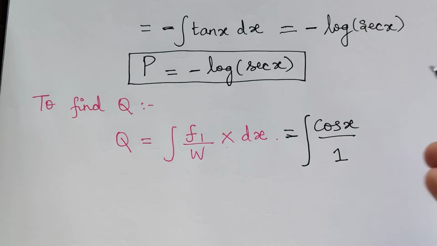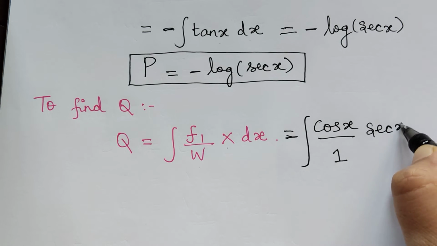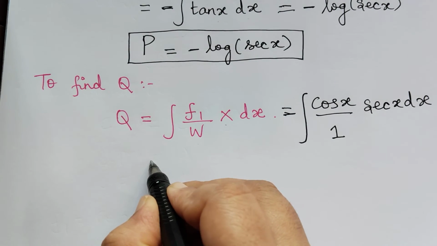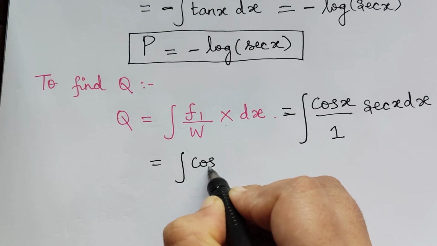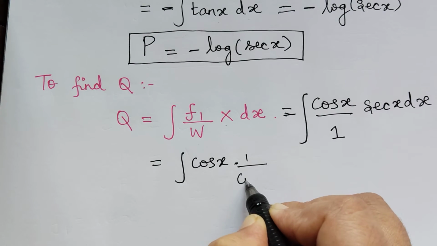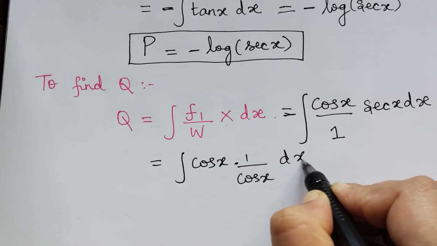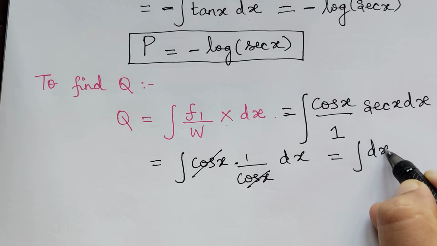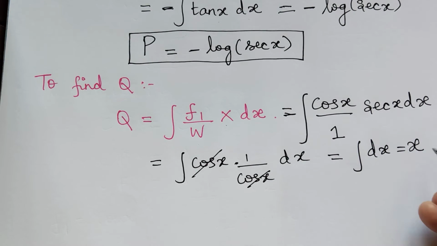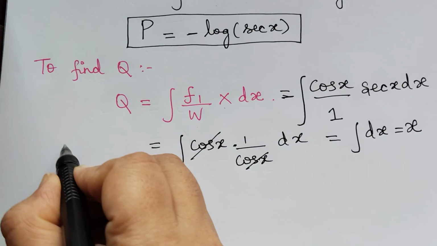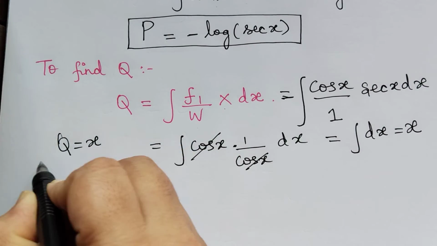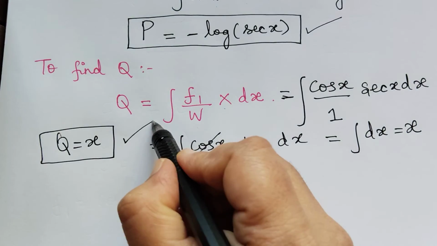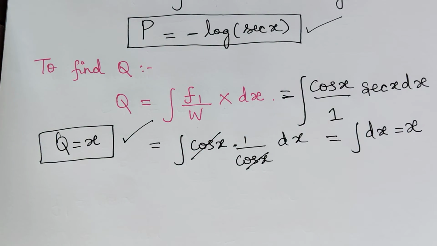So secant x dx. So if you see, we know that secant x is 1 by cos x, and so this will be equal to integral cos x multiplied with 1 by cos x dx. And cos x will get cancelled, and we will be having integral dx, which is equal to x. So therefore the value of Q we have obtained to be equal to x. We have obtained the value of P, and we have also obtained the value of Q. So what is the next step?